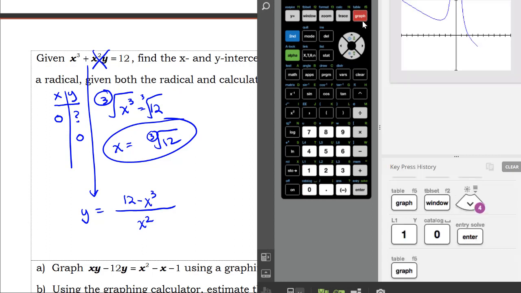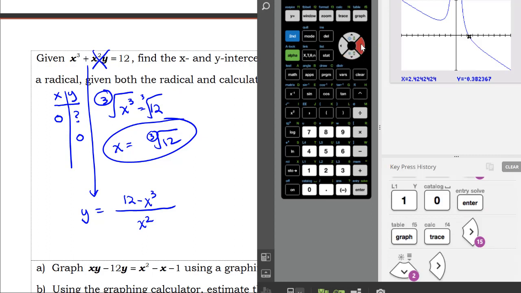And graph it again. Okay. Now, one way which is wrong is to press trace and go to the right, go to the right, go to the right. Here it comes. Is that the x-intercept? Almost, right? Except check it out. What should this be if that's the x-intercept? 0. If I go right one more time, now what happened? Negative. I got past it.